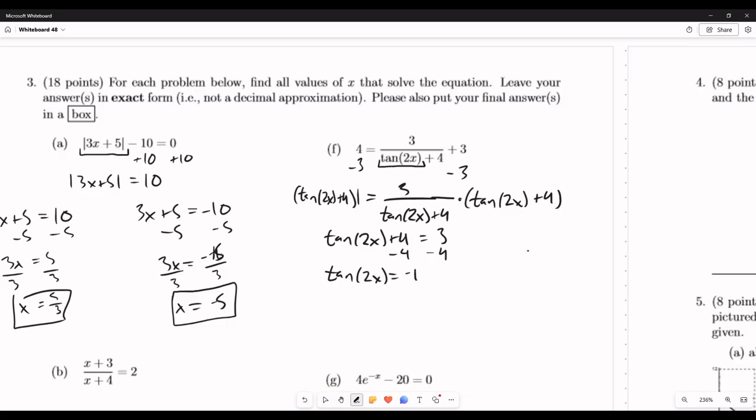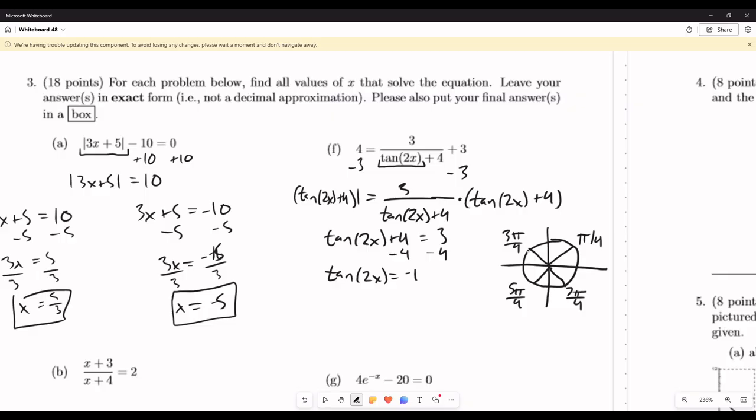And now, drum roll please, it's time to go to the unit circle. Where does tangent equal -1? So I know where tangent equals +1. It's going to be at pi over 4. Now there's a few other places on the unit circle that look like pi over 4. We have pi minus pi over 4, which equals 3 pi over 4. That's over here. We have pi plus pi over 4. That's 5 pi over 4 over here. And we have 2 pi minus pi over 4, which is 7 pi over 4 over here.